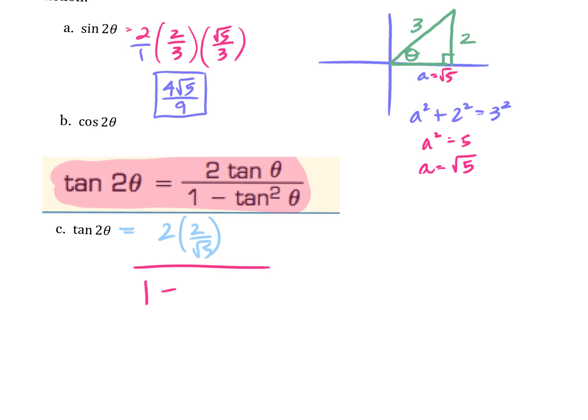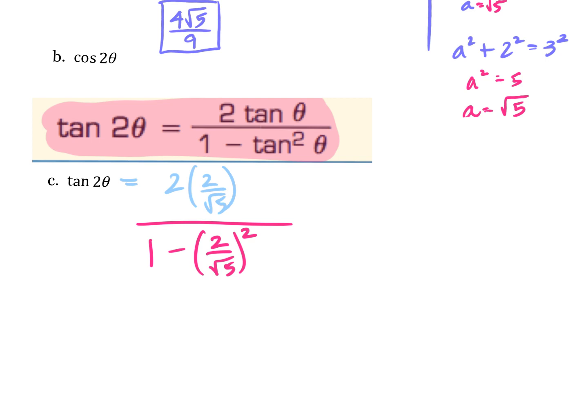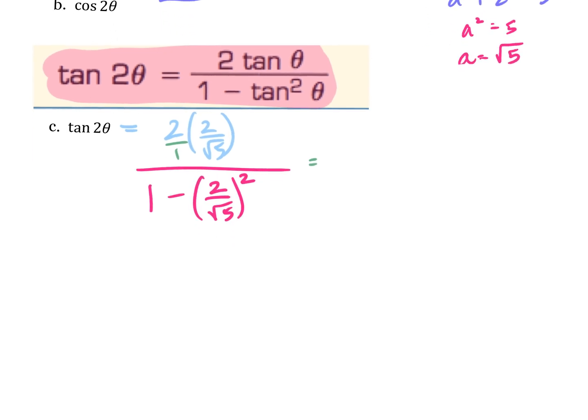Over 1 minus the tangent of theta, the same value, then we got to square it. TOA. 1 minus 2 over root 5. The tangent of theta is 2 over root 5. On top, what would we get when we multiply right across? 4 over just a root 5, good.